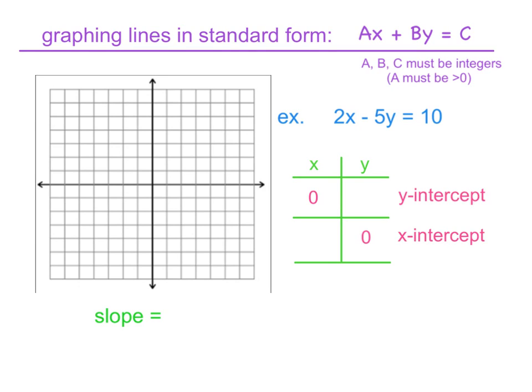Okay, here's another example. Standard form, right? Ax plus By equals C. Here's one for you to try. Pause the video now and see what you can come up with.